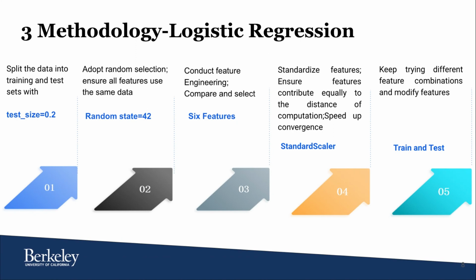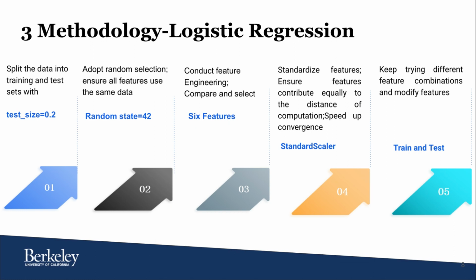Because we faced tasks to predict the levels and the types of different disasters, we chose logistic regression. First, we split the data into training and test sets with a test size of 20%. Then we adopt random selection to ensure all features use the same data. We set the random state equal to 42.